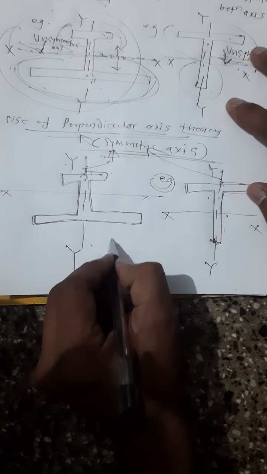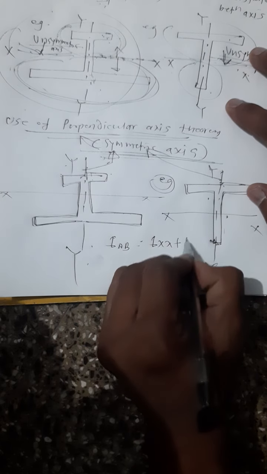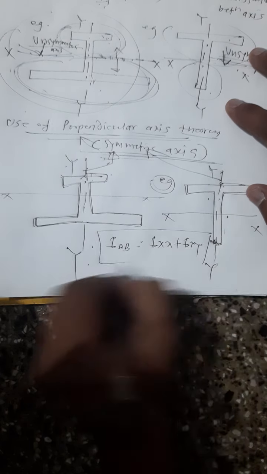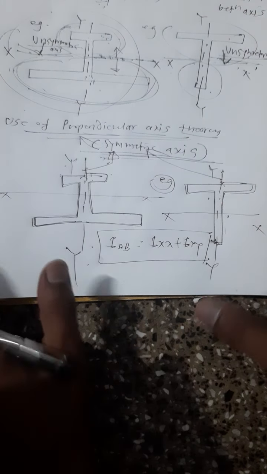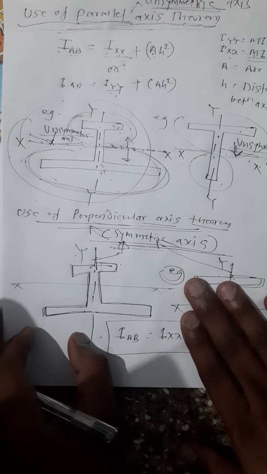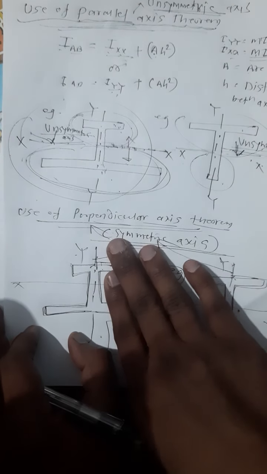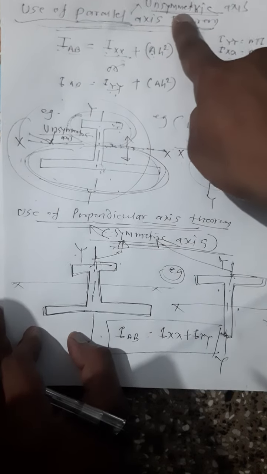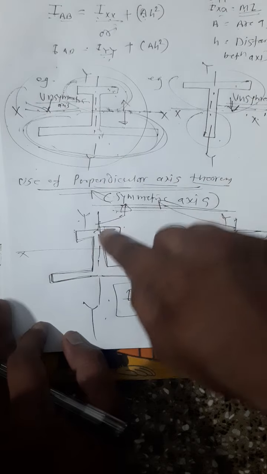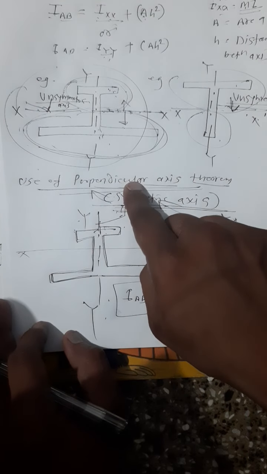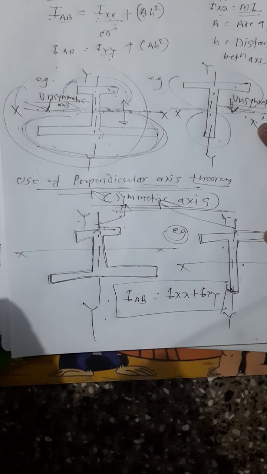So what is meant by perpendicular axis theorem? Perpendicular axis theorem means Ixx plus Iyy. This, my dear students, is the perpendicular axis theorem. So these are the two axis theorems we have, parallel axis theorem and perpendicular axis theorem. When we have unsymmetric axes in our part, that time you have to use parallel axis theorem. When we have a symmetric axis in our part, that time you have to use perpendicular axis theorem.